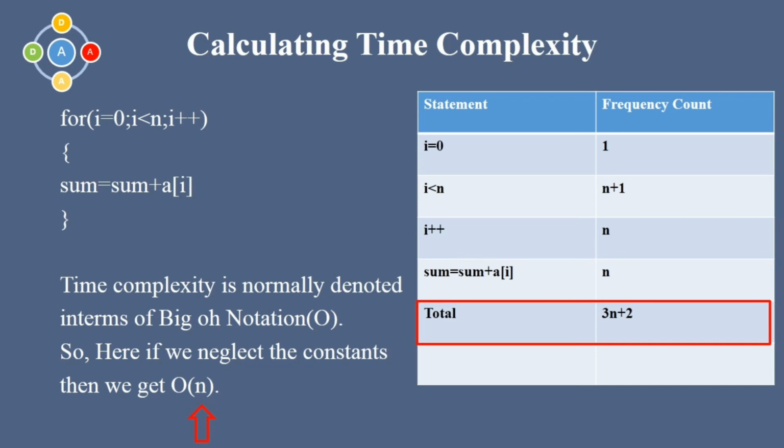Another important thing we have to remember is, in this total, if we have a lower order term, we have to neglect the lower order term also. We need to consider only higher order terms. We neglect constants as well as lower order terms. So finally we calculated the time complexity is big O of n.